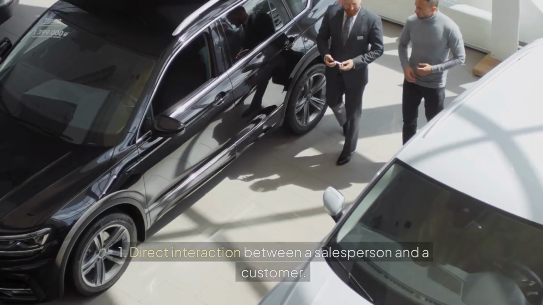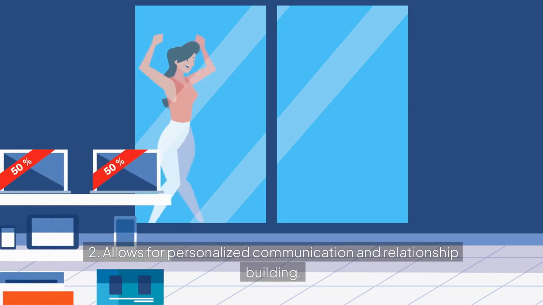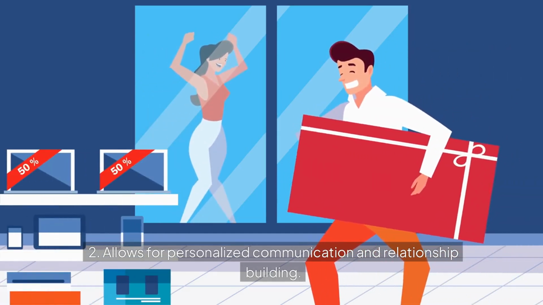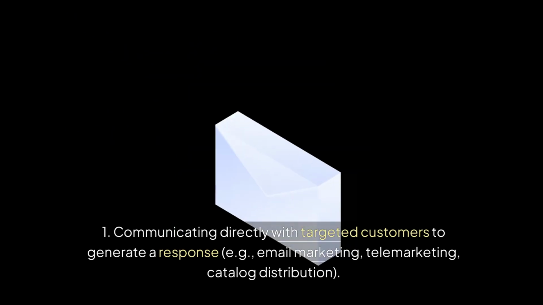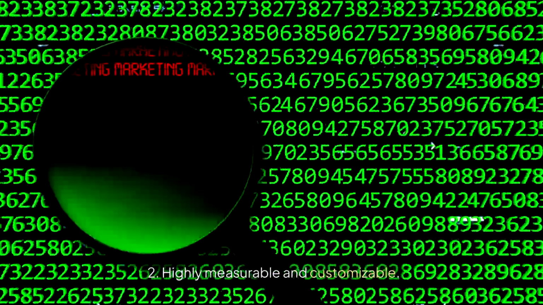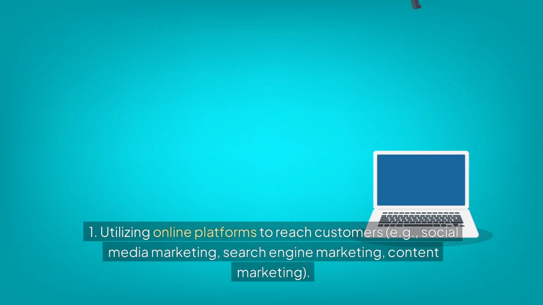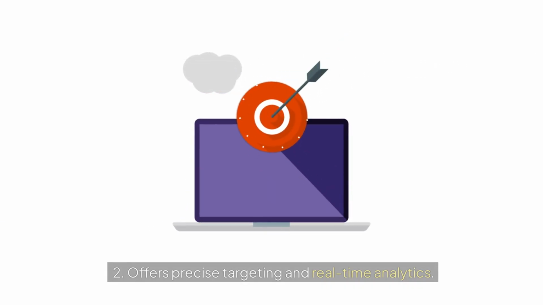Personal selling. 1. Direct interaction between a salesperson and a customer. 2. Allows for personalized communication and relationship building. Direct marketing. 1. Communicating directly with targeted customers to generate a response, e.g., email marketing, telemarketing, catalog distribution. 2. Highly measurable and customizable. Digital marketing. 1. Utilizing online platforms to reach customers, e.g., social media marketing, search engine marketing, content marketing. 2. Offers precise targeting and real-time analytics.